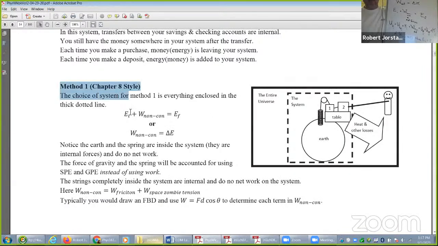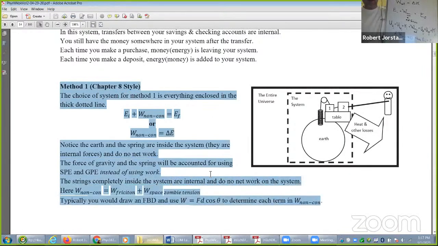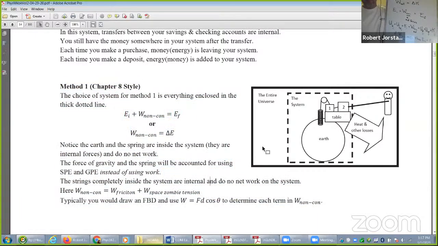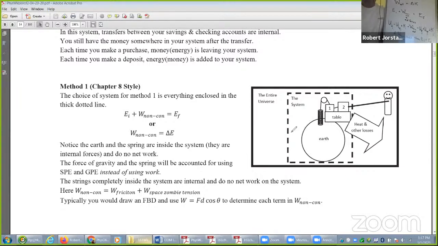Now, from a practical standpoint, this is alluding to what Esteban was just asking about. This is what we're doing in chapter 8, right? So let's take a second to look at this. You pick a system. If your system was the entire universe, Esteban, you're absolutely right. Energy would be conserved in the universe. However, it is impractical to track every single atom in the universe to keep track of its temperature, right?